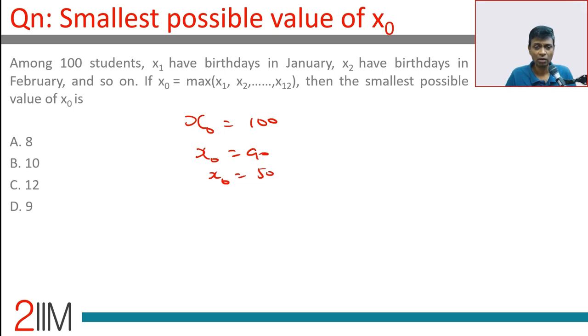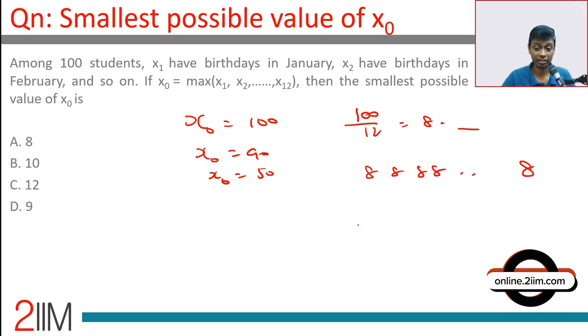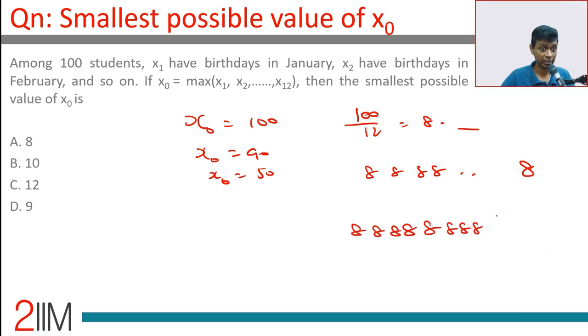X0 cannot be 3. Because if X0 were 3, X1 to X12, all of them being 3 also, we'll get a total only to 36. X0 will be larger. And the numbers are as close to each other as possible. 100 by 12 is 8 point something. So you can have a bunch of 8s. 12 8s take us to 96. You can have 8 8s taking us to 64, and then 9, 9, 9, 9. That'll take us to 100. Smallest possible value of X0 is 9. Everything cannot be 8, but if you have a bunch of 8s and a few 9s, this total can be achieved, in which case X0 will be 9.